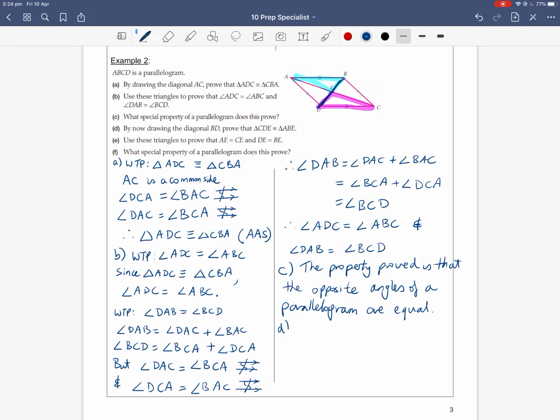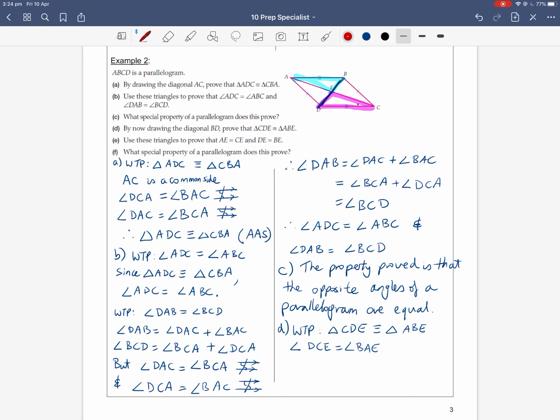Okay, so how do we do this? Well, we want to prove that triangle CDE is congruent to triangle ABE. The first observation I can make is angle DCE is the same as angle BAE. Let's have a look at why.